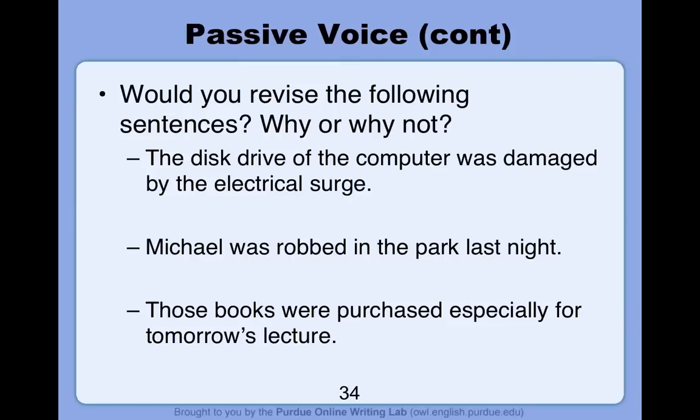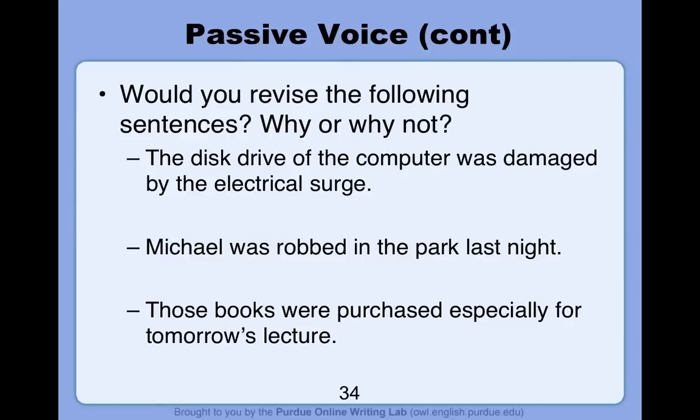We probably don't know who robbed him, so it might sound odd to write this sentence in the active as, quote, a thief robbed Michael in the park last night, or someone robbed Michael in the park last night. If that's the case, then the thief or someone becomes the focus of that sentence and not Michael, the person that we know. If we know who robbed Michael or there is something interesting about the thief, then perhaps the sentence would be best cast in the active voice. For example, an elderly woman robbed Michael in the park last night.